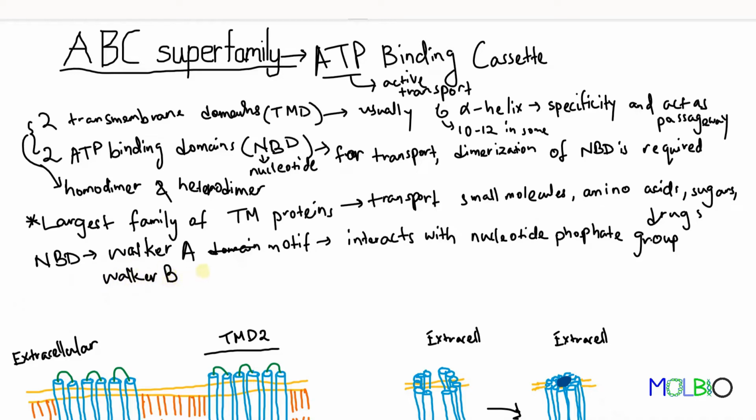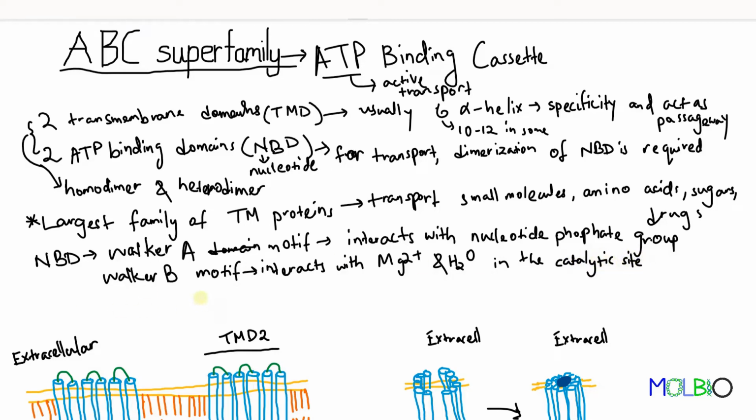The Walker B motif helps in the catalytic process by interacting with the divalent magnesium ion, and also with water, so it makes coordinate bonds with them at the catalytic site, which is finally providing the catalytic basis for the nucleotide hydrolysis.